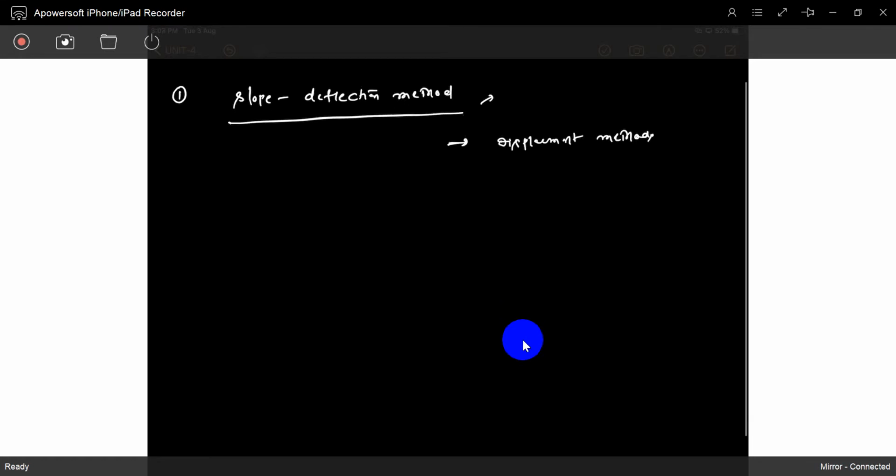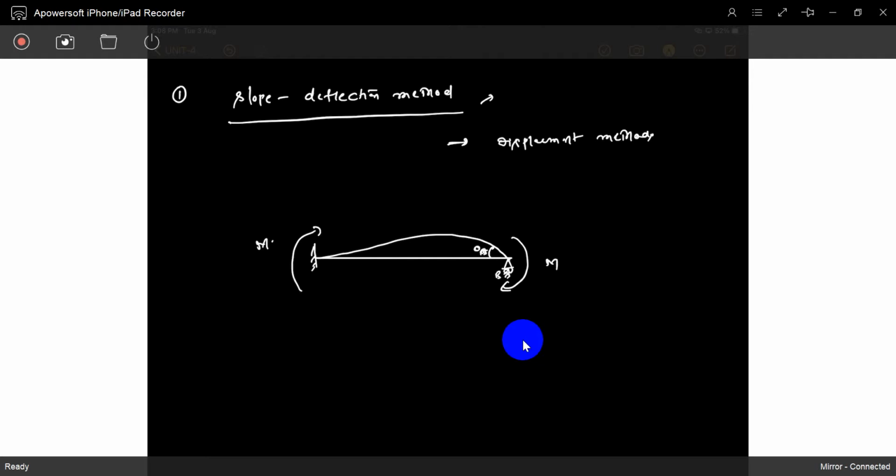First, these are all things you know. If it is a fixed beam, with the other end hinged, and you apply a moment M, it will give a rotation theta B. You already know that if M is applied, in the same direction M by 2 will come at the far end. We already discussed this previously.